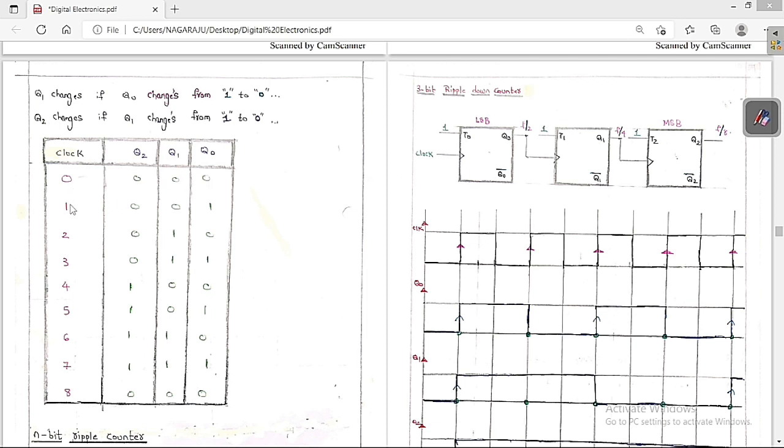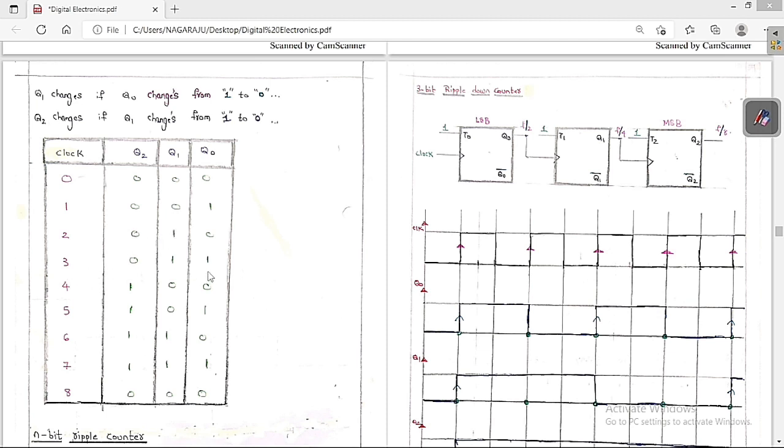But at one clock, the first stage triggering occurs, and Q0 changes from 0 to 1. Q1 changes only when Q0 changes from 1 to 0, but there is no change, so here also 0. Q2 changes only if Q1 changes from 1 to 0, so here also 0. At the second clock triggering, Q0 changes from 1 to 0. Listen carefully: Q1 changes whenever Q0 changes from 1 to 0, so it is going to change.